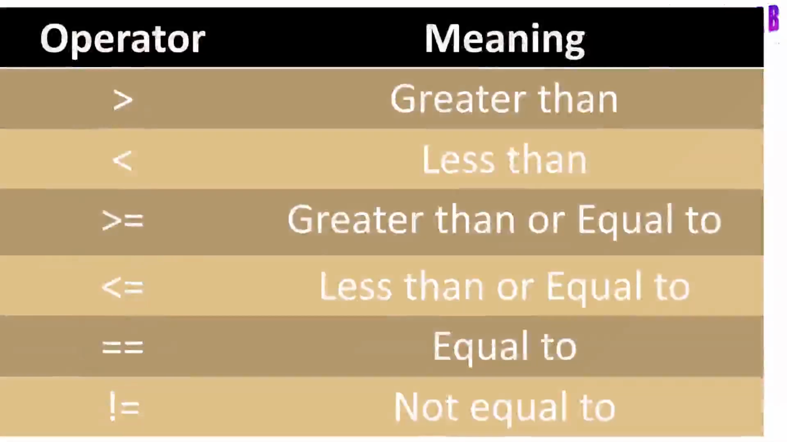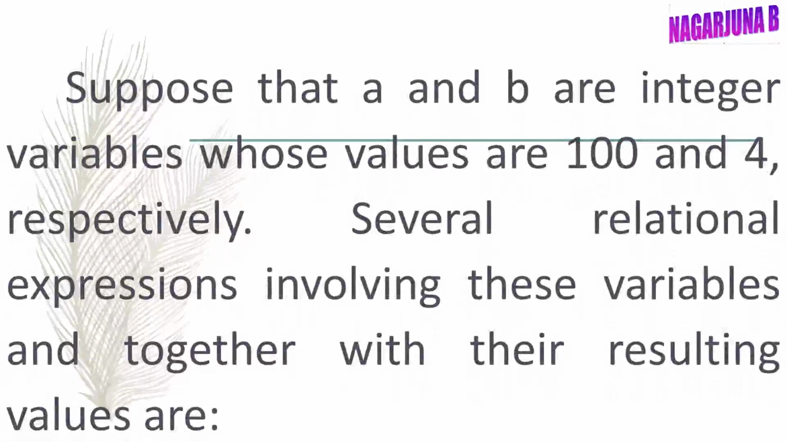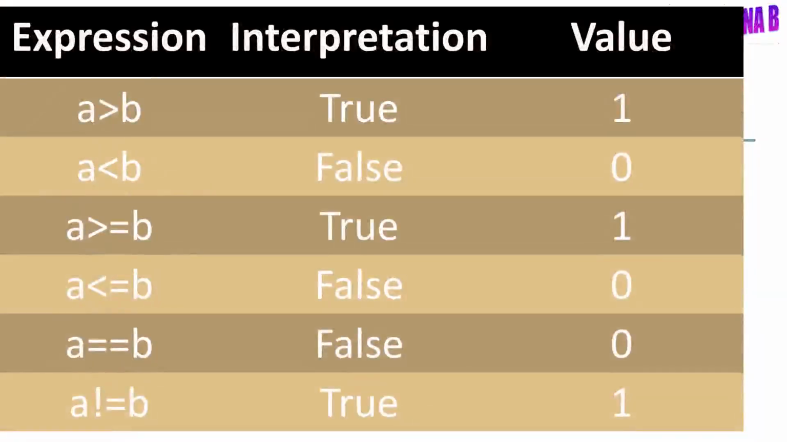This table gives the various types of relational operators and their meanings. The first one is greater than, then less than, greater than or equal to, less than or equal to, and equal to. We can observe that equal to consists of two assignment operators. Not equal to is a negation and assignment operator. Let us consider two integer variables a and b with the values 100 and 4 respectively. Several relational expressions involving these variables, together with their resulting values, are shown. This table gives the expression, the interpretation of that expression and the value it is going to give.